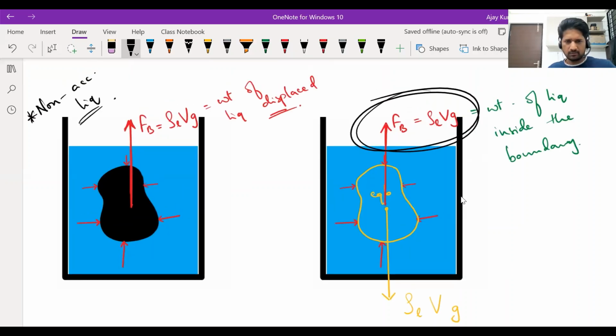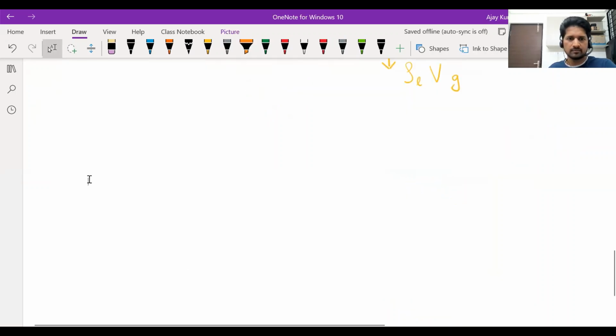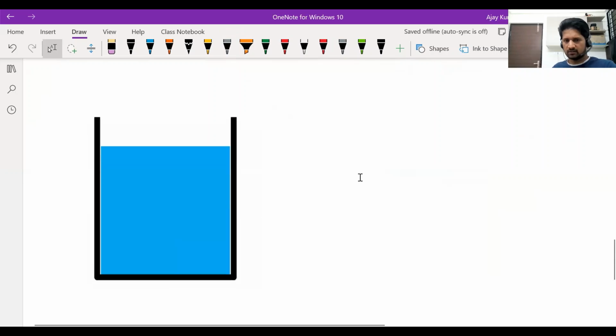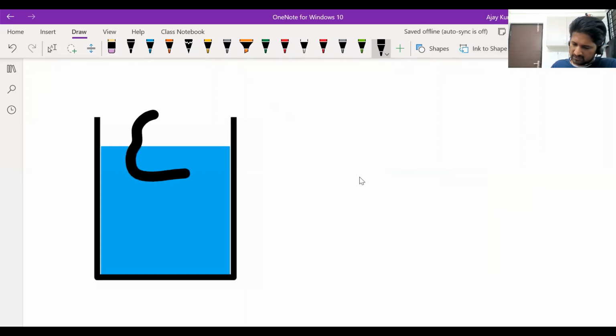Now we took the case where the object is completely immersed in the liquid, which need not always happen. Object can be partially immersed also. In this class, we'll only consider non-accelerated fluids. Next class, we'll see accelerated fluids. So I won't be mentioning it. Assume the fluid is non-accelerated. Let's say an object of some random shape like this is floating on this liquid. It is found to be floating.